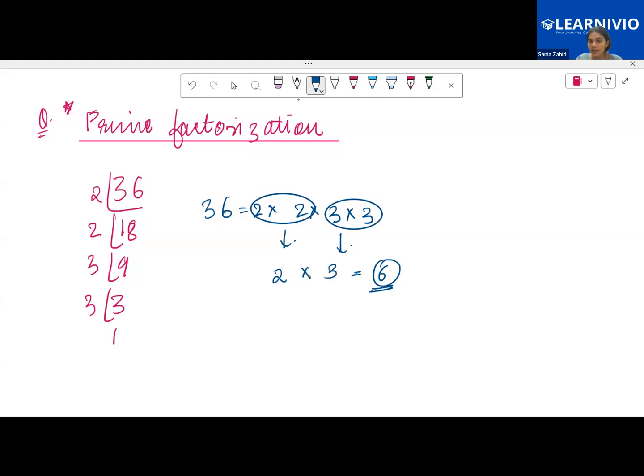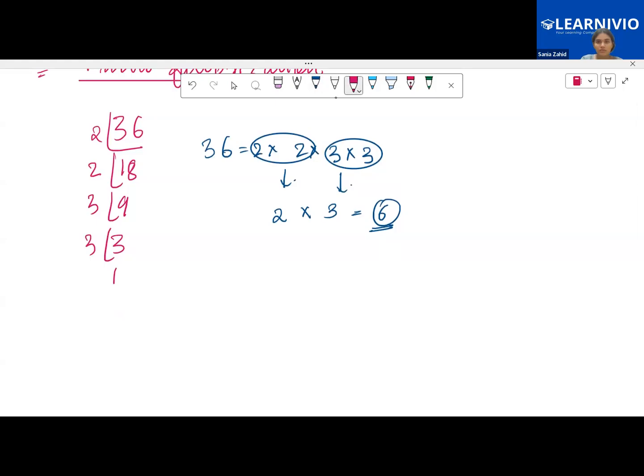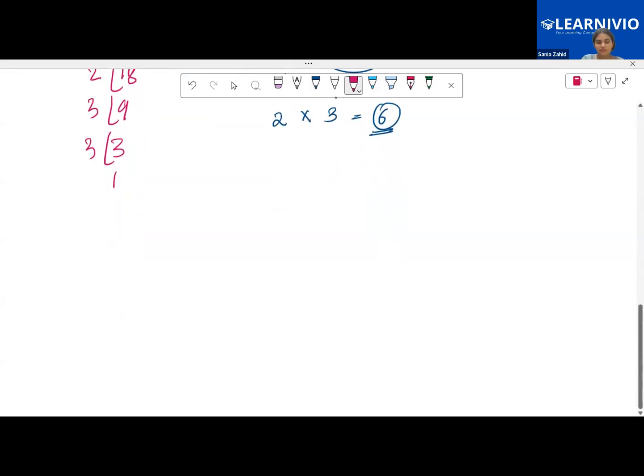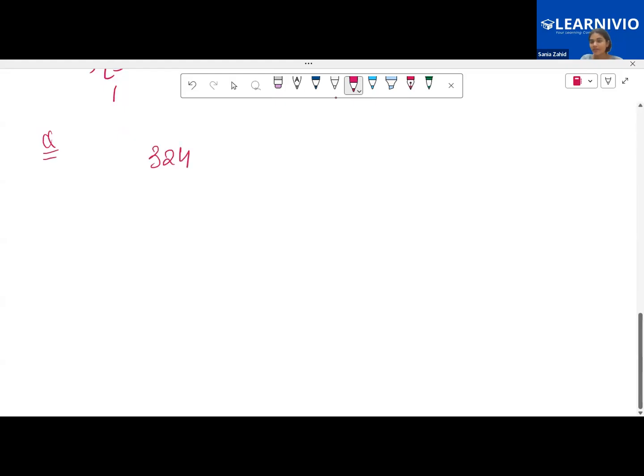So whenever you have to do the prime factorization method, you will first find the prime factors of the given number. Then you will make pairs of the prime factors and then you will multiply one number from each pair. Okay. So I'll give you a few questions. Let's suppose 324. Can you do prime factorization of 324?